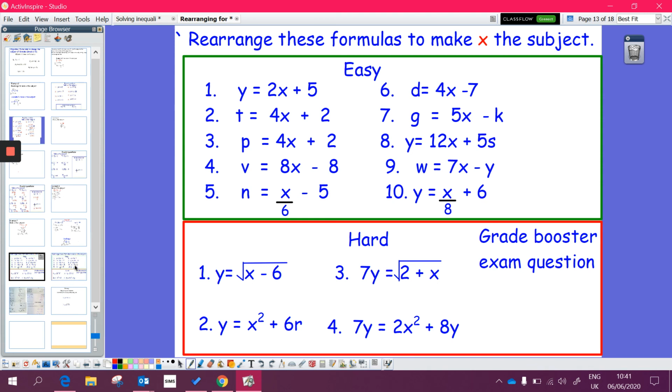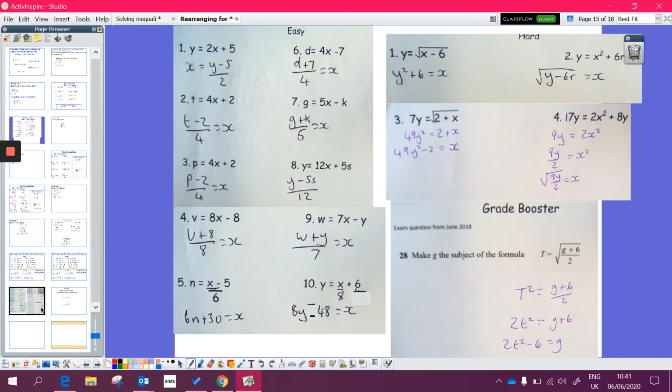Right then, hopefully you've all had a good go at those, and the answers are here. This one wasn't on the question because I couldn't fit it on, but this one was taken from a past paper, and you can see kind of how hard it can get. Hopefully that's been helpful.